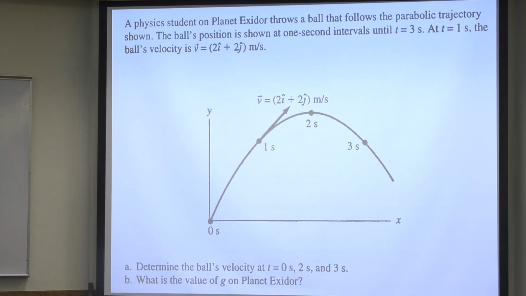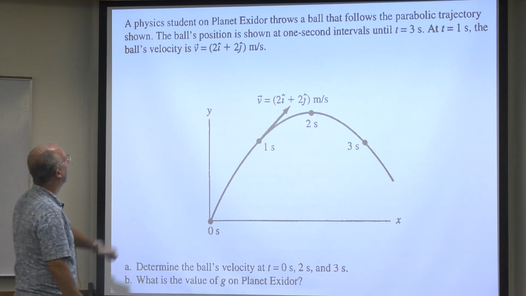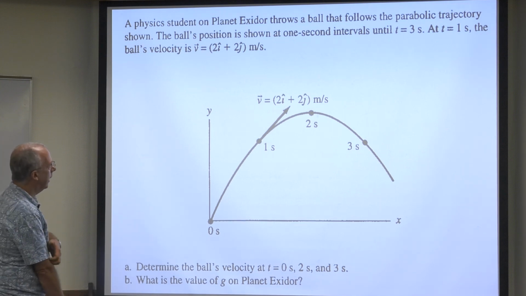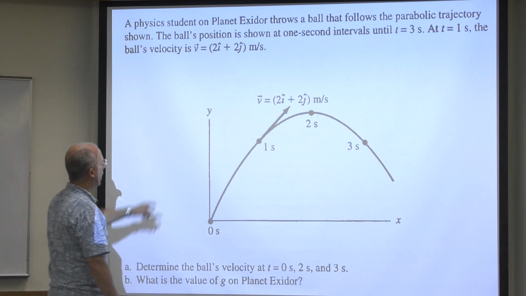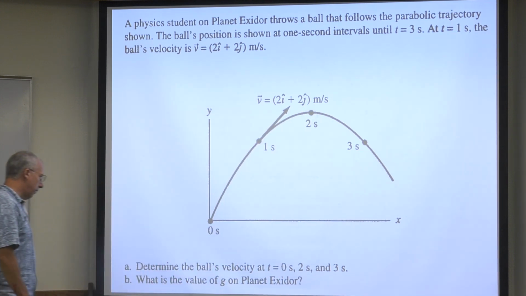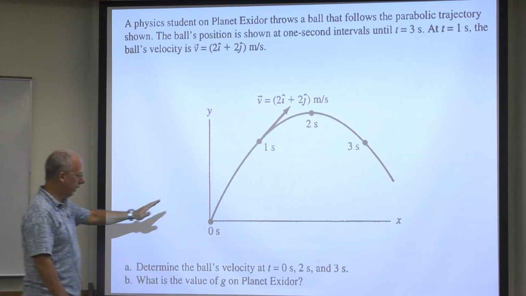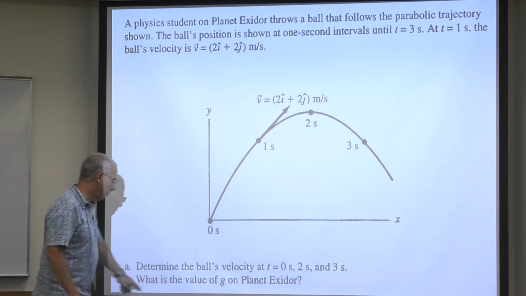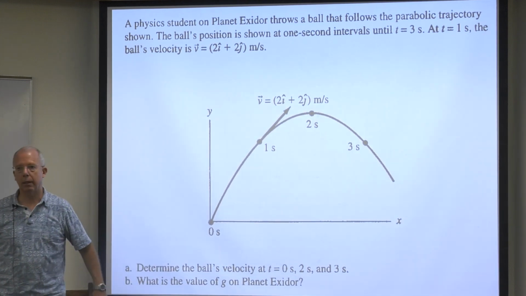Okay. A physics student on planet Exodor, whatever that is, throws a ball that follows a parabolic trajectory. The ball's position is shown at 1 second intervals until t equals 3. At time equals 1, that's the velocity, right? All right, so we're supposed to figure out the velocity at 0, 2, and 3. And then we're supposed to figure out the value of g.